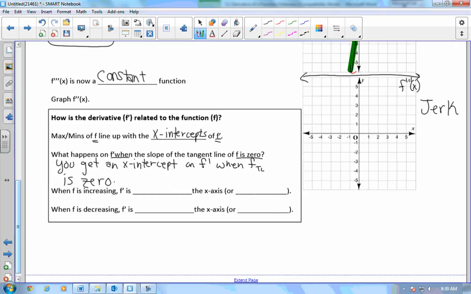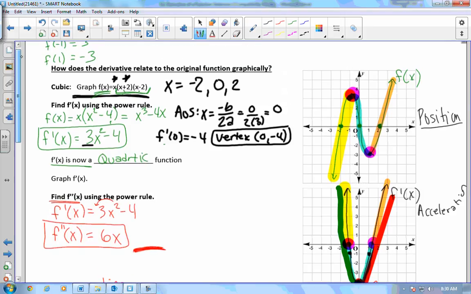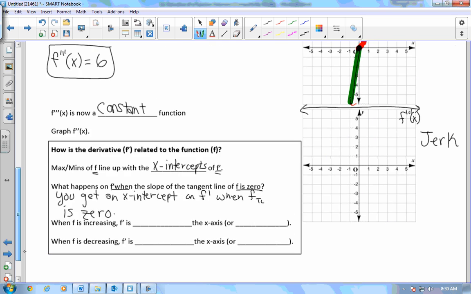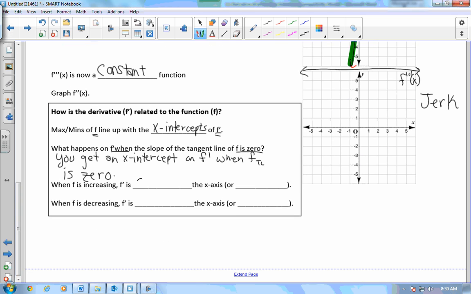When f is increasing, f prime is doing what? Where is its location? When f is increasing, so this yellow one, f prime's location was what? Above, meaning all of these values are positive. It is above the x-axis, or positive.